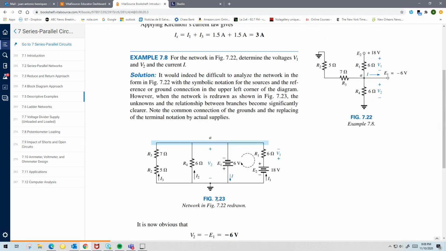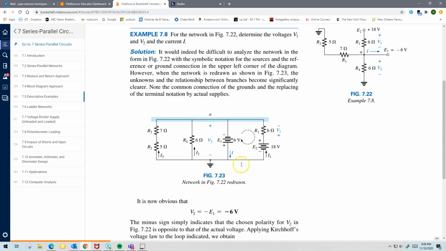And now once you have it like that, they want to know what is voltage V1 and V2 and the current I, right? This current. And you notice again, it's important that when you redraw your circuit, you don't lose track of what you're looking for. That's why I said at the beginning, it's important that you recognize what it is that you're looking for. Not just saying, oh, I'm looking for V1. Well, what exactly is V1?